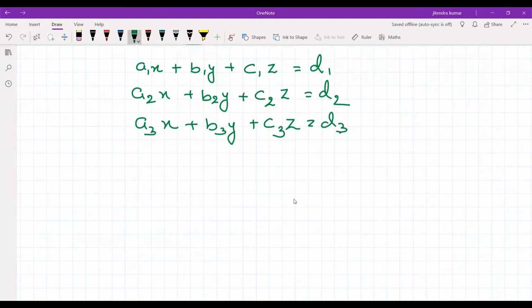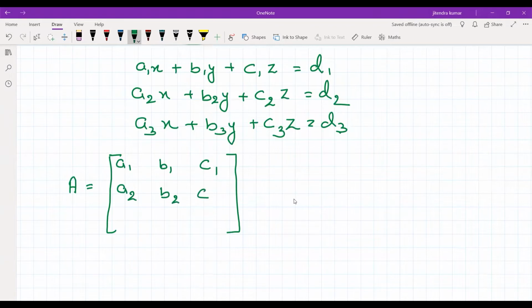So here, what we will do is create three matrices. The first matrix we will name as A, and this will contain all the coefficients of x, y, z. So in the first equation, the coefficient of x is a1, the coefficient of y is b1, and the coefficient of z is c1. So a1, b1, and c1. Similarly, the second row will be a2, b2, and c2, and the third row will be a3, b3, and c3.